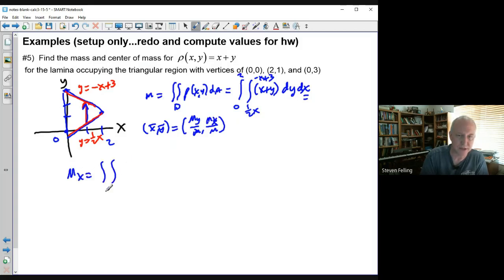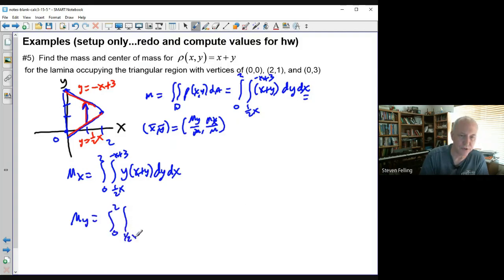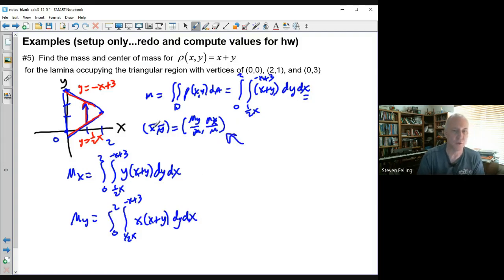Mx is going to be that same integral as far as covering the region, except that it's going to be the y direction times the density, and then dy dx, right? And then for My, we're going to do that same integral, same region, because we're still covering the same region in the domain, but this time x times the density, right? Once we compute these, we can plug all these values into this expression to get where the centroid, the center of mass, is, where we could perfectly balance this.